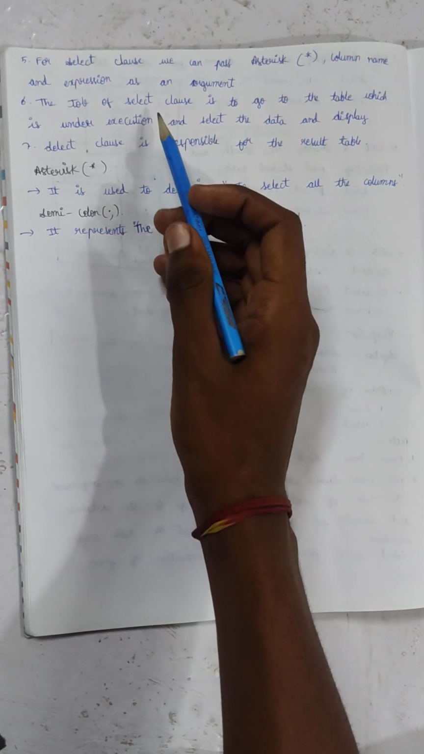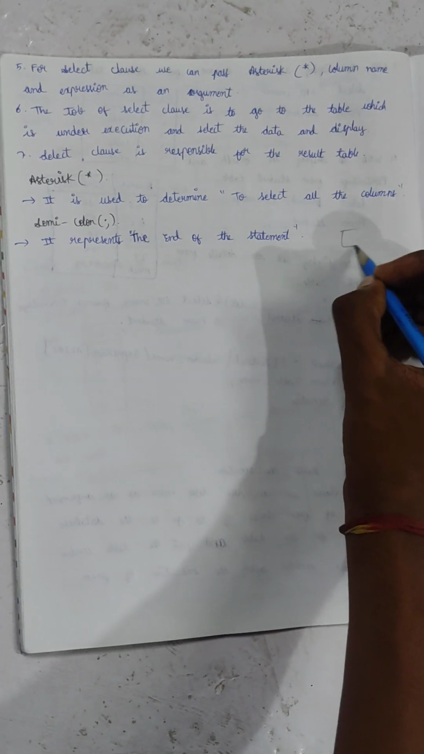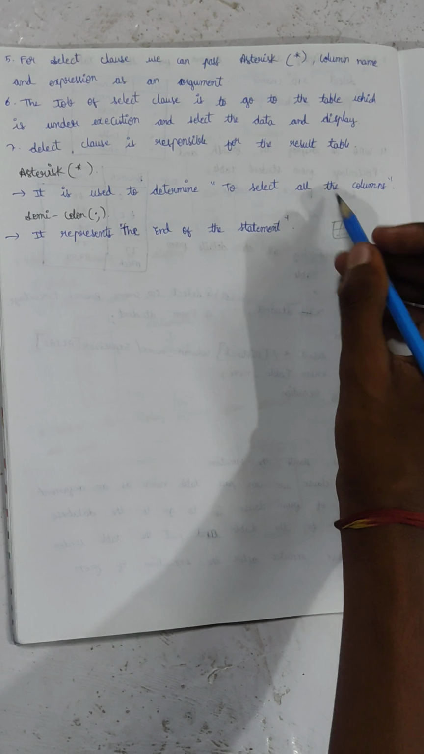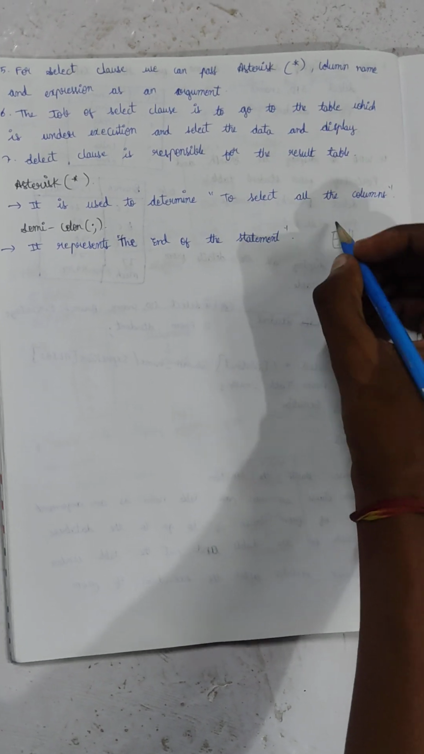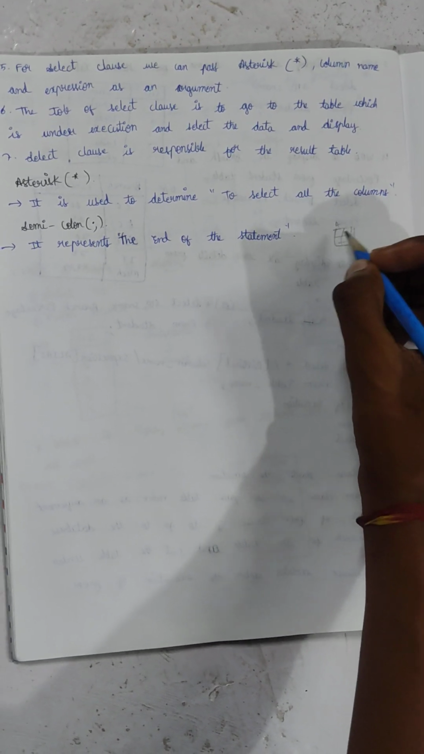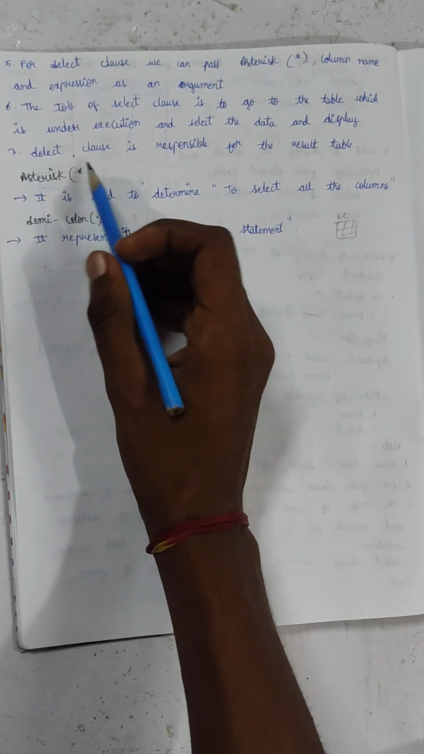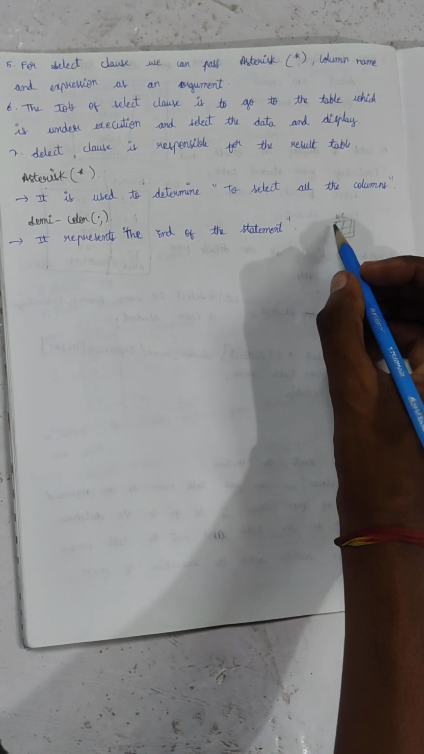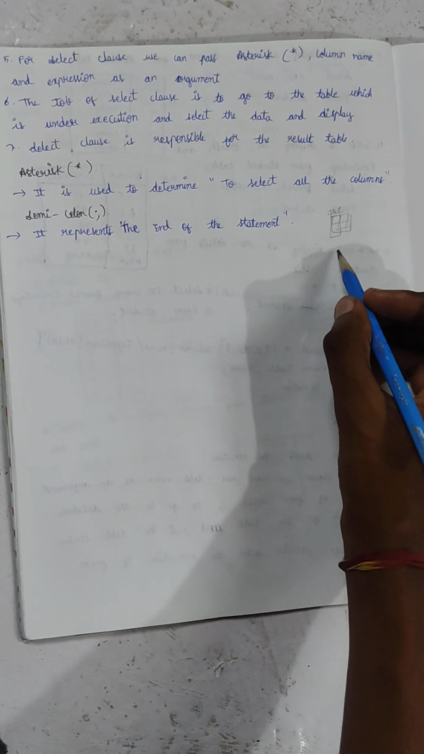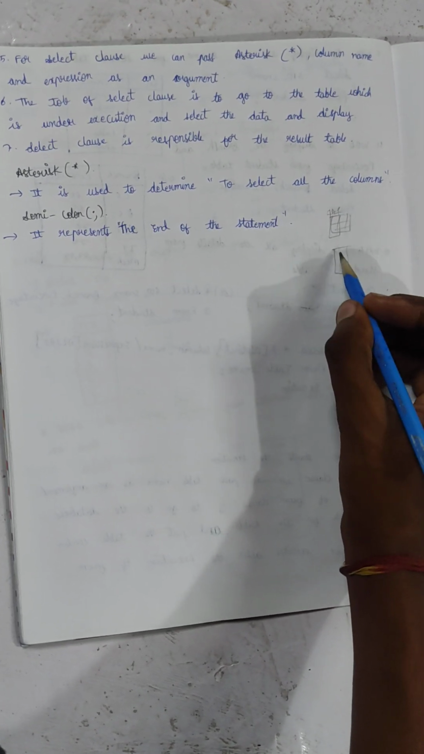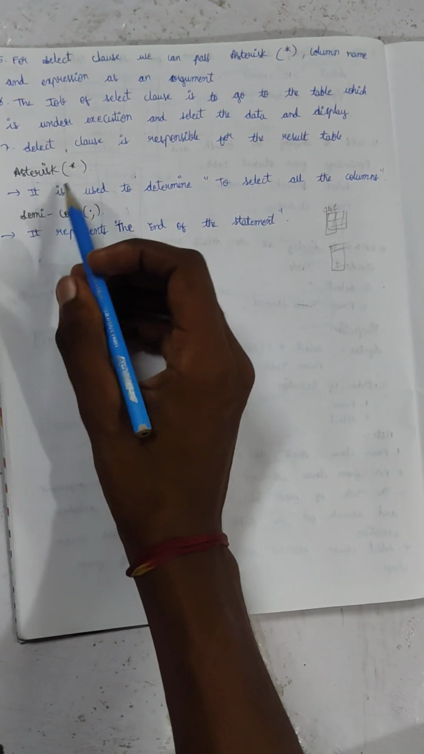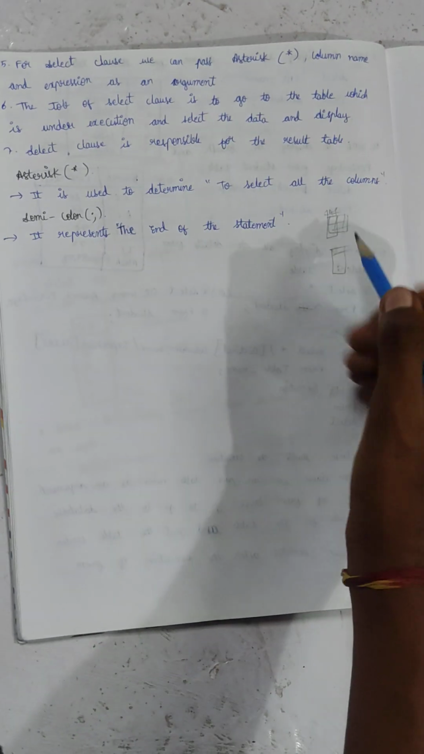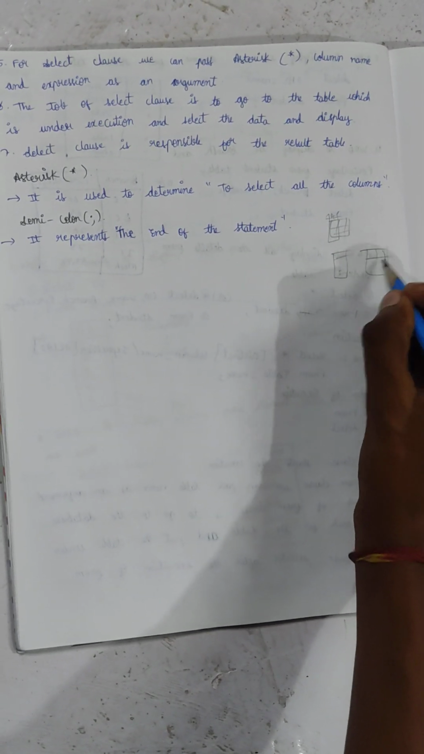The select clause goes to the table which is under execution. It will select the attributes or columns to display. The select clause is responsible for the result of the table. After it selects the attribute, it will give the column as the output. Asterisk is used to select all the columns. As I said, asterisk is used to display all the columns in the table.